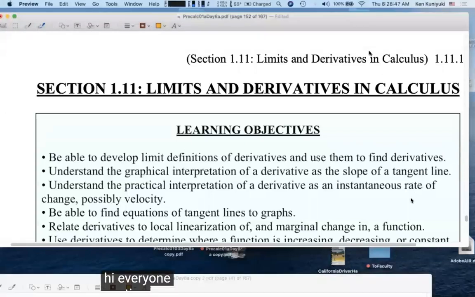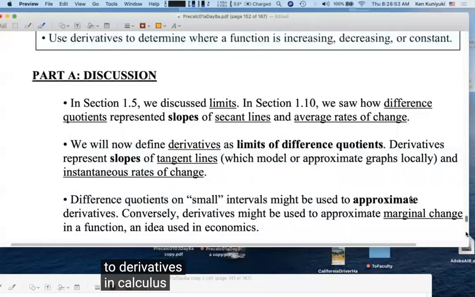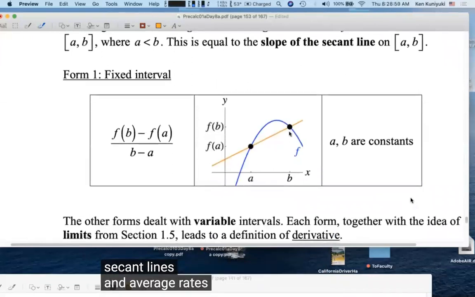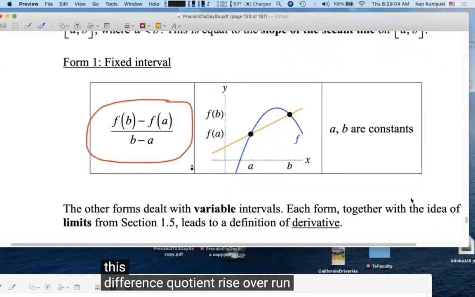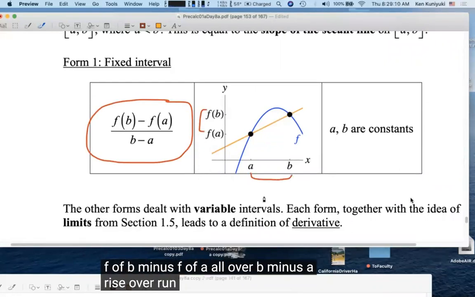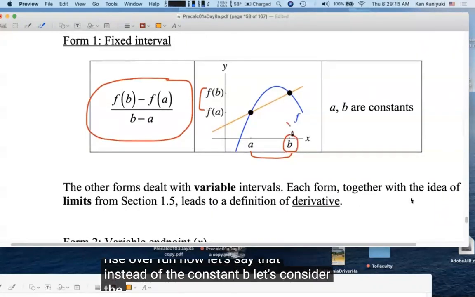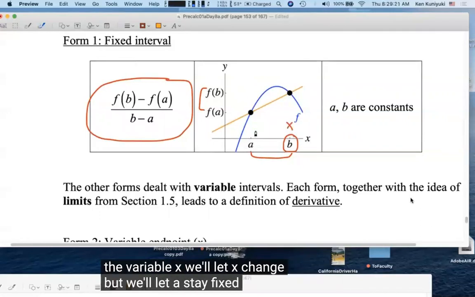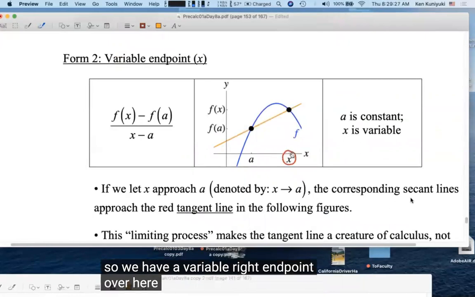Hi, everyone. Section 1.11 is an optional introduction to derivatives in calculus. Now remember, when we were talking about slopes of secant lines and average rates of change, we looked at this difference quotient, rise over run. F of B minus F of A all over B minus A. Now let's say that instead of the constant B, let's consider the variable X. We'll let X change, but we'll let A stay fixed. So we have a variable right endpoint over here.